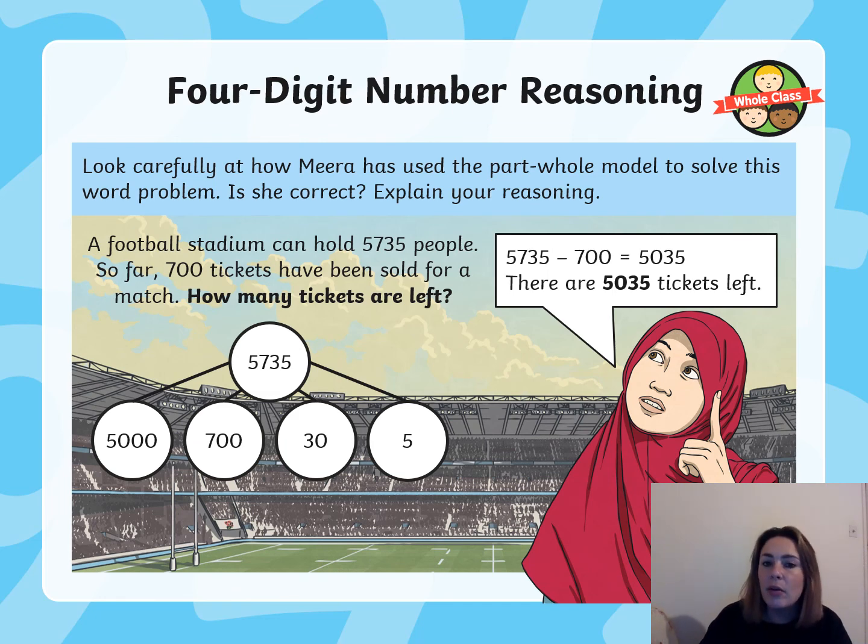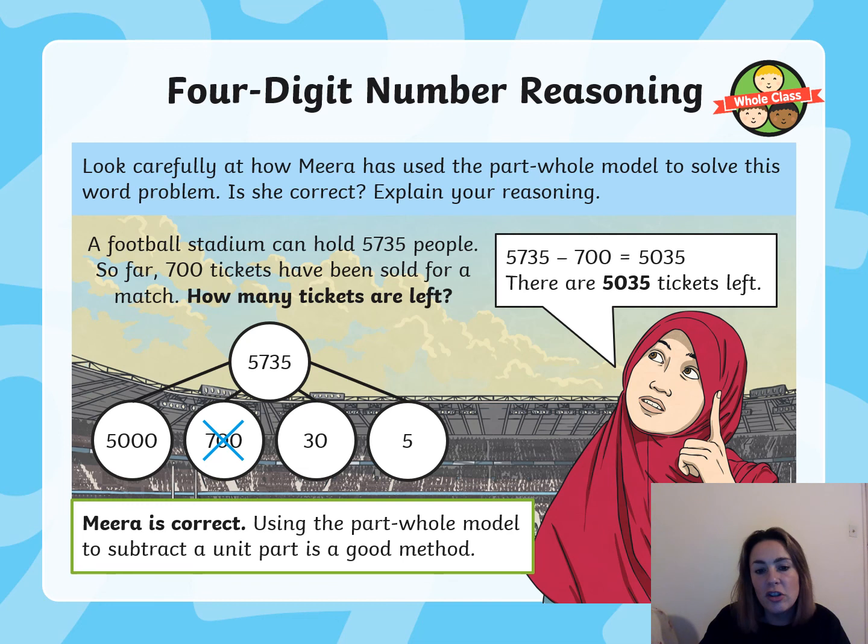Let's have a look at how Mira has used the part-whole model to solve this word problem. Is she correct? And explain your reasoning. A football stadium can hold 5,735 people. So far, 700 tickets have been sold for the match. How many tickets are left? Mira says, well, I know 5,735 take away 700 is 5,035. So there are 5,035 tickets left.